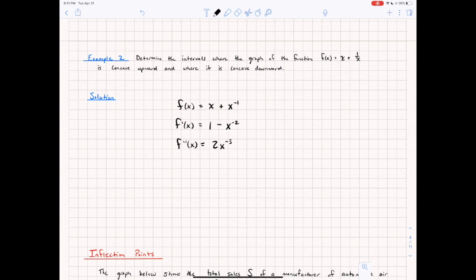And now it's the second derivative that I'm going to set equal to 0, because I'm only worried about concavity. Because I have a negative power here, I'm going to rewrite it as 2 over x to the 3. And there's no x value here that I could plug in to make this fraction equal to 0, because there's only an x in the denominator. So there's no solution to this equation. But there is a value that x cannot be, which is 0. And this is a point that I have to check, just like when we checked for critical numbers.